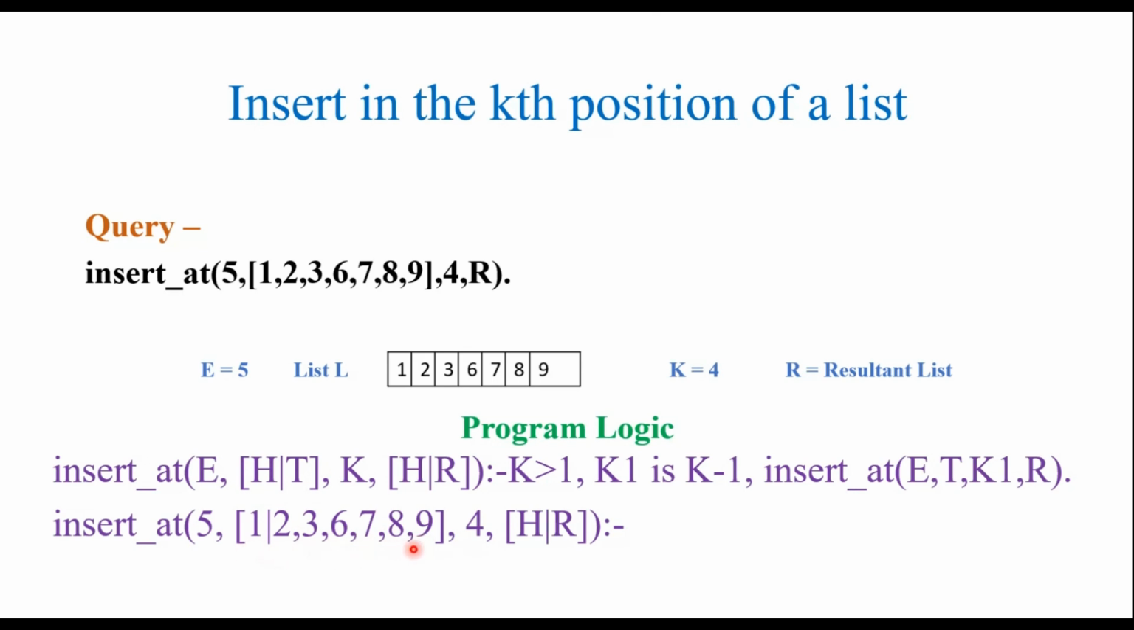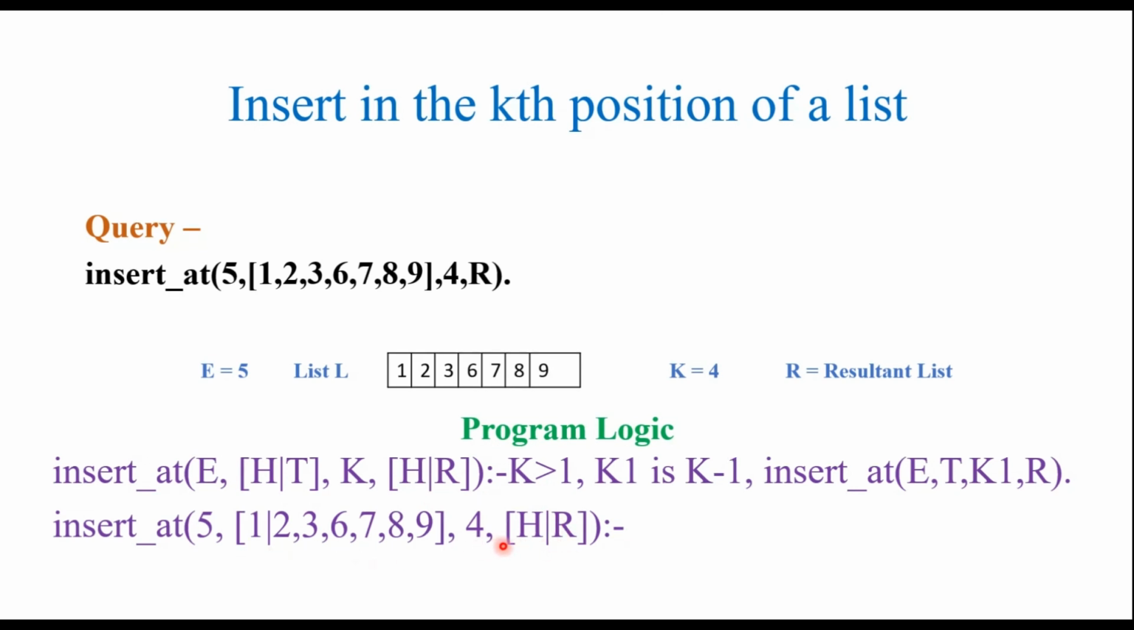This is a property of a list. In this way, a list can be divided into head and tail. Head is not a list, head is simply a number, but the tail could be a list. Either it can be an empty list or a non-empty list, but the tail will always be a list. Now the value of K is 4 and the result section is given as HR. Later on we will see how this HR gets populated.